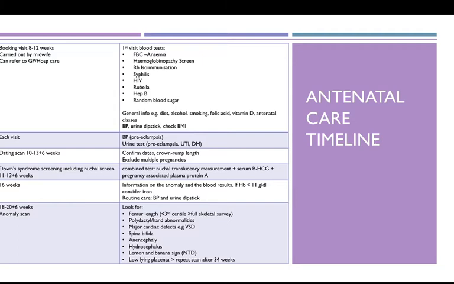However, for most women, if you find a low-lying placenta on the anomaly scan, the placenta does seem to move up, but if it's found on the anomaly scan at 20 weeks, you need a repeat scan after 34 weeks to confirm that the placenta has moved up.